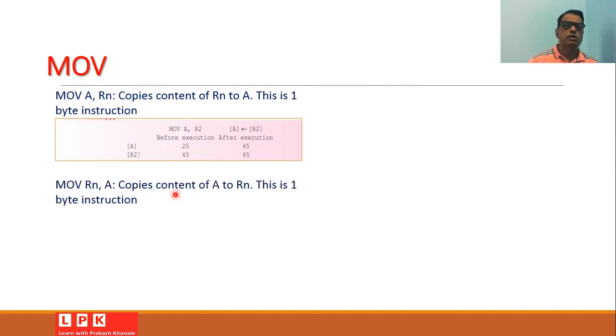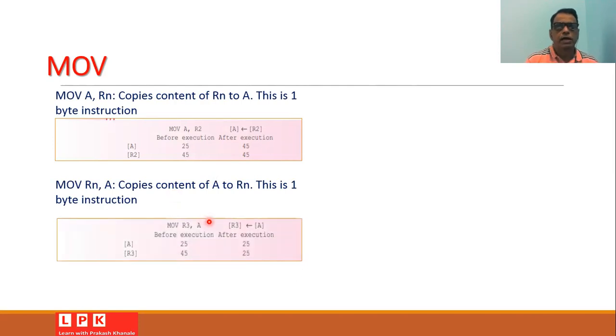Another form of this instruction is MOV Rn, A. In this case, we can copy the content from the register A to Rn. This is also a 1 byte instruction. For example, when we write the instruction MOV R3, A, and suppose the content of A is equal to 25 hexadecimal and the content of R3 is equal to 45, then one can easily observe that after execution of this instruction, the content of R3 will become 25. The content of A will remain unchanged, that is 25.